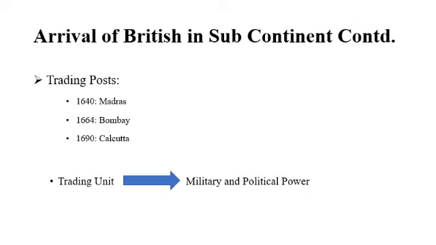After entering India, the most prudent thing for them was the establishment of trading posts. Like in 1640, a trading post was established in Madras. In 1664, Bombay was another place with a trading post. Finally, in 1690, the English East India Company established its trading post in Calcutta.